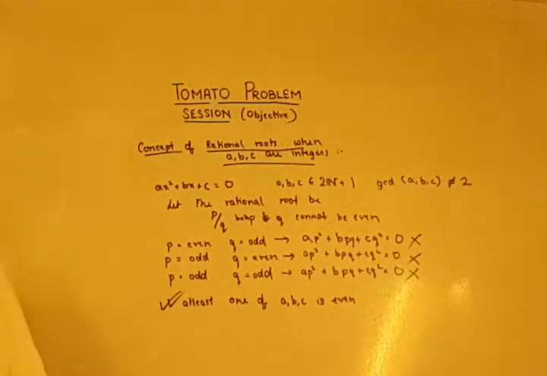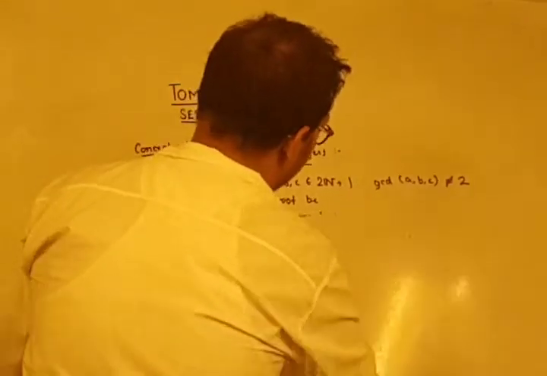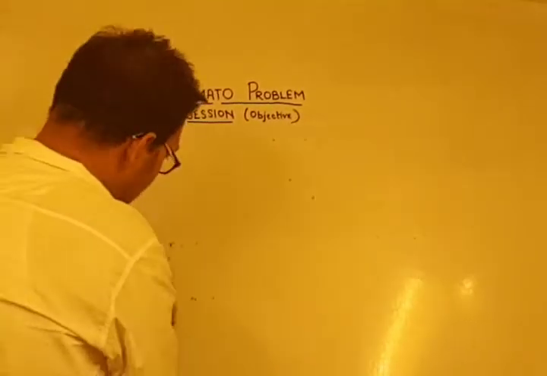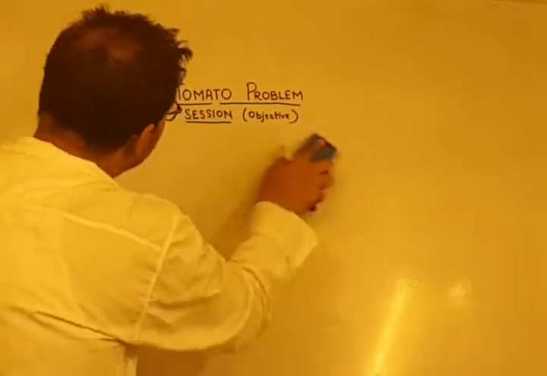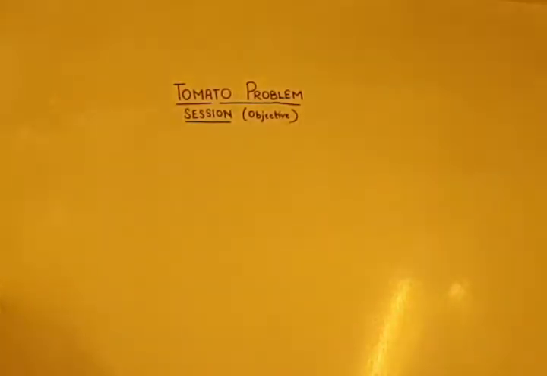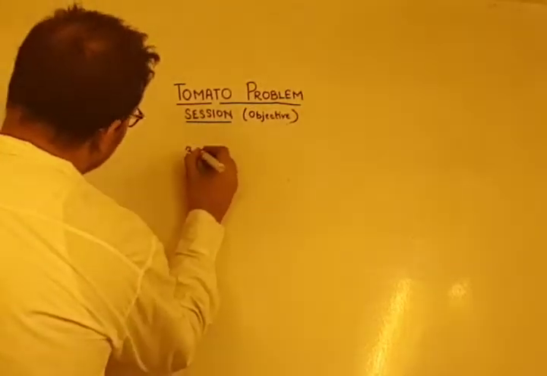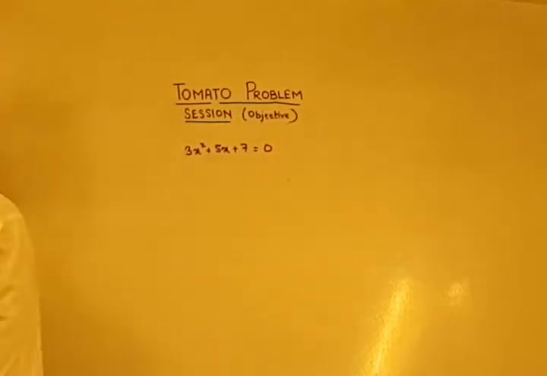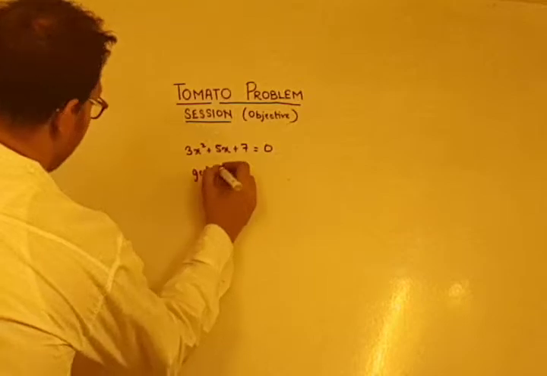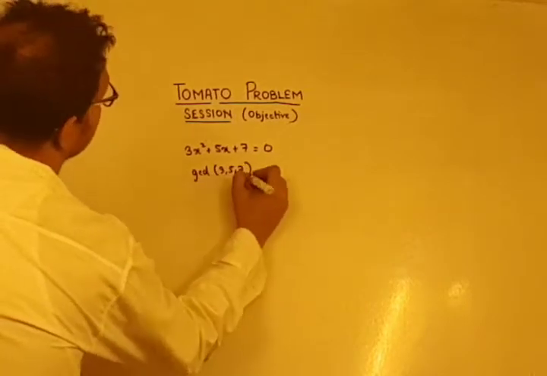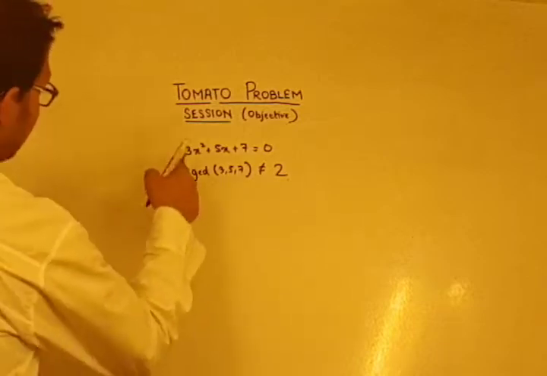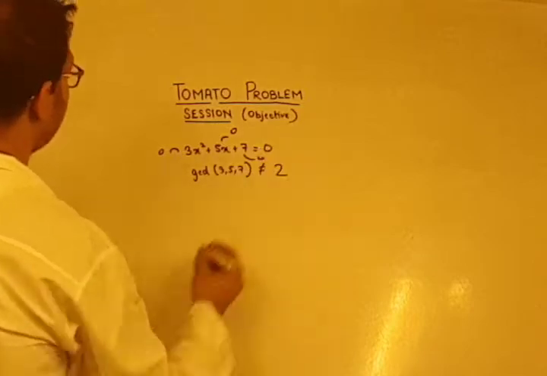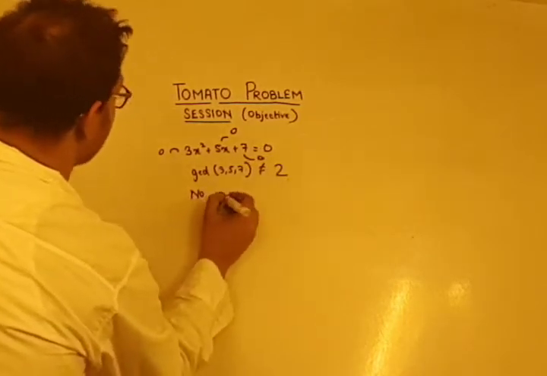Now what was the question that we are dealing with? I know many of you have computed the roots and checked that it is not rational. But now, after using this theorem, you will be able to solve a bunch of problems like these in just one line. The equation that I give is 3x square plus 5x plus 7 equals to 0. Now the GCD of 3, 5, 7 is not equal to 2, and 3 is odd, 5 is odd, 7 is odd, so odd, odd, odd. I am denoting the odd by O's, therefore no rational roots.